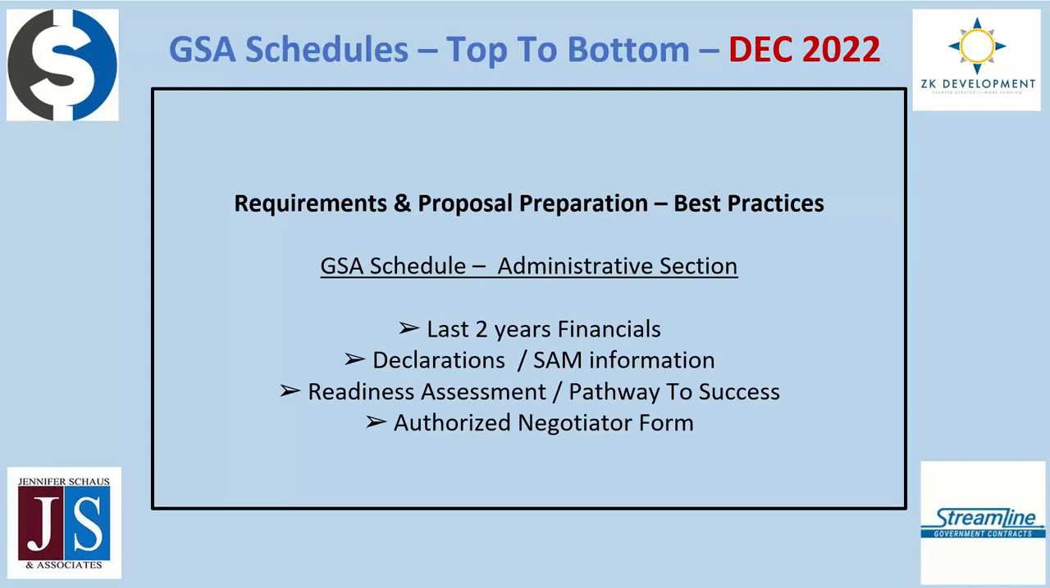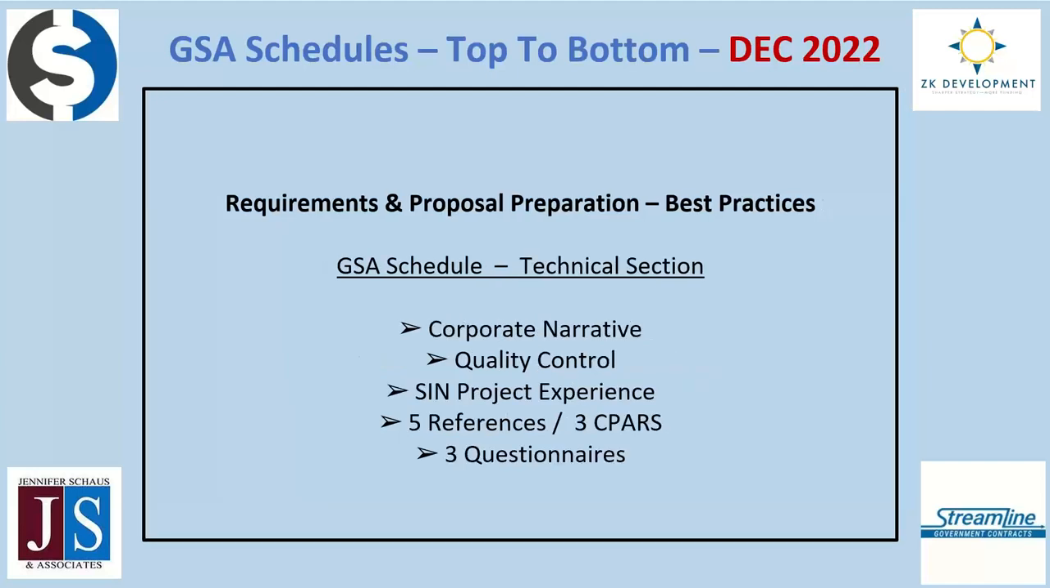Any declarations, this is just the section in the GSA e-offer that will ask you some information about your business and business dealings. Again, your SAM information needs to be complete and current. Two forms here that are kind of GSA, I'll call them tests, the readiness assessment and your pathway to success. I would encourage you to take those before you decide to get onto the schedule because they do ask a lot of good questions that will require you to do homework by using data to understand how many vendors are on the schedule within your category, how many have zero sales, and this can be very eye-opening. If you're using an outside consultant, you'll need the authorized negotiator form.